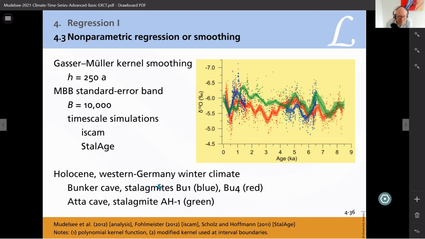And in this paper, 2012, published in Climate of the Past, you have a copy in your reading material, we looked at the effect of the timescale uncertainties on these non-parametric trend estimates. And the short message is, it is not very big.